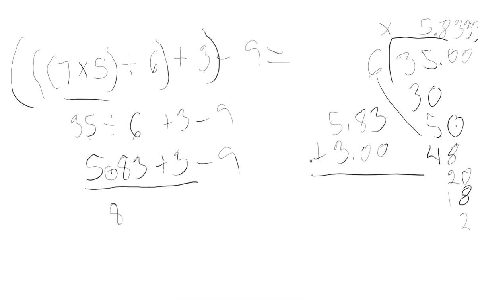But 5 plus 3 is 8. So this is 8.83. And that's going to be minus 9. Now 8 minus 9 is going to be negative 1. But you're still going to have that 0.83. So the answer to this equation is going to be, with significant figures, negative 1.83.